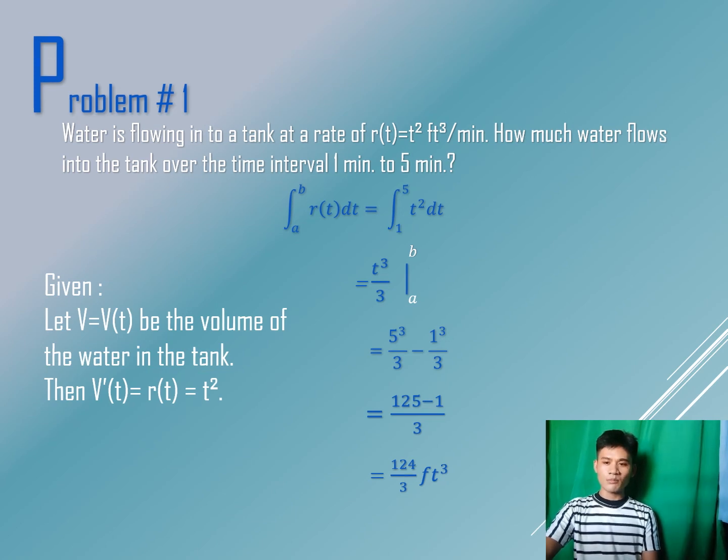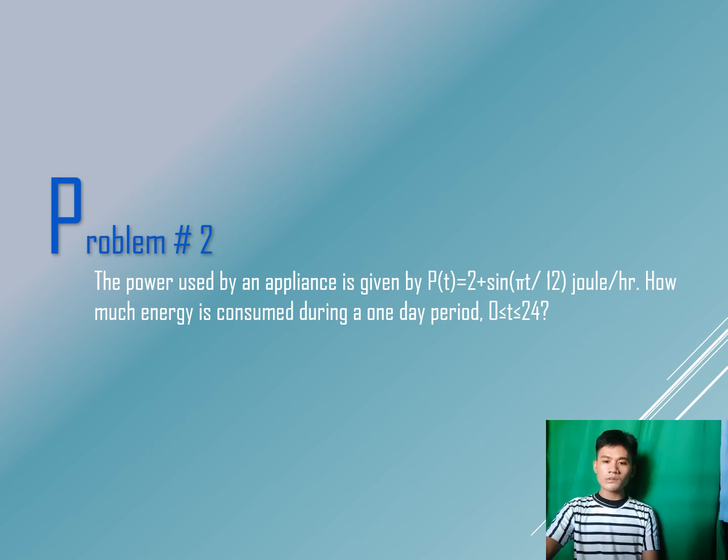The second example is your task. Try to solve problem number 2. The power used by an appliance is given by P of t equal to 2 plus sine of the quantity pi t over 12 joules per hour. How much energy is consumed during a 1-day period? So it is 1 day, from 0 to 24 hours, since we have 24 hours in a day.